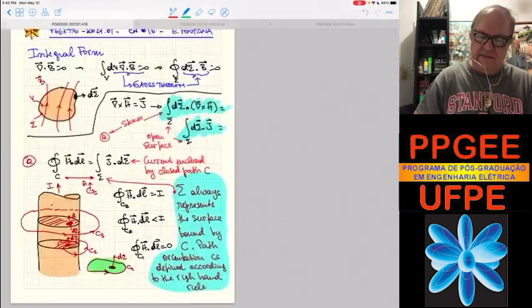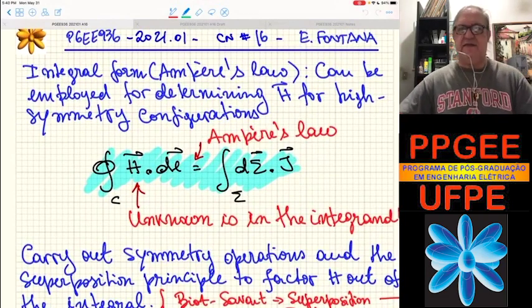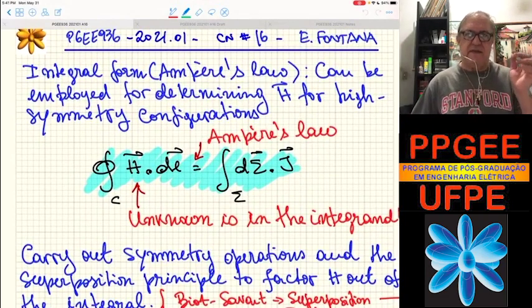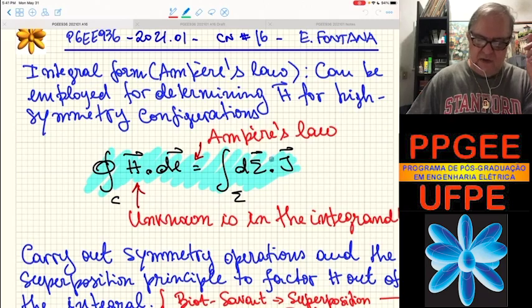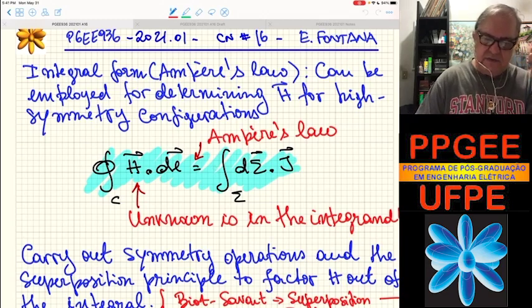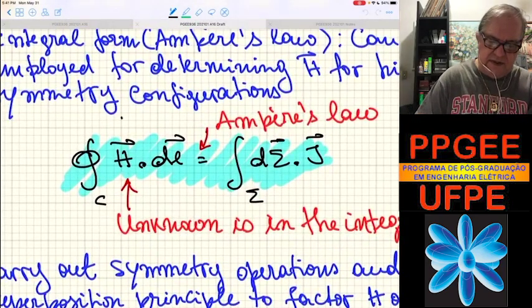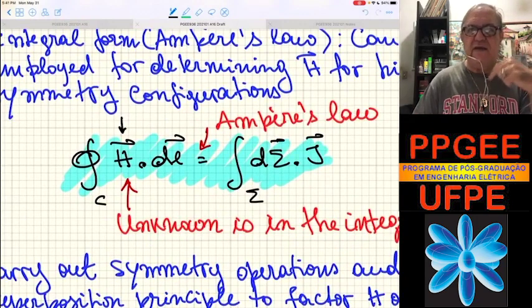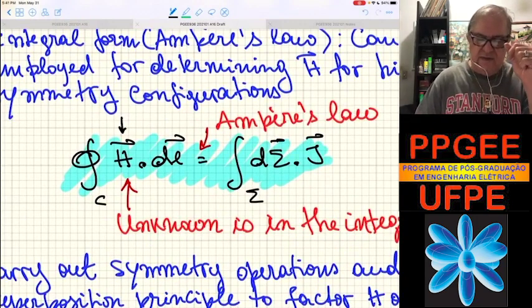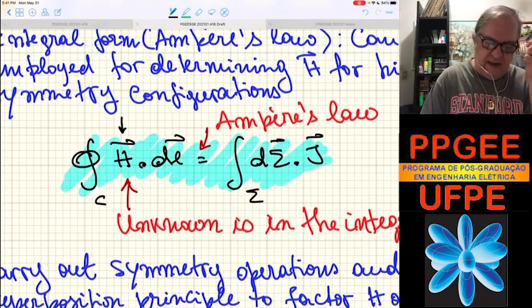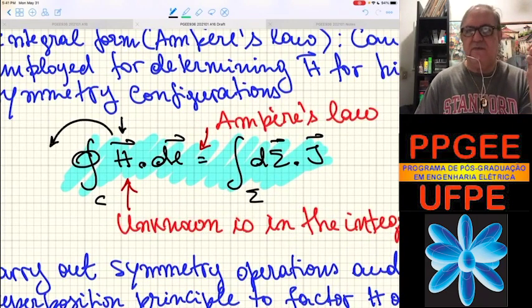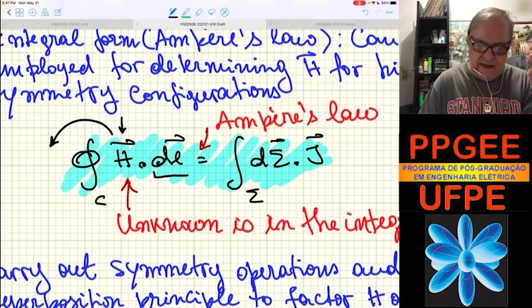So, in some situations, very specific and simple high symmetry problems, Ampere's law can be used to determine H given the current distribution, okay? We can determine that. But to do that, recall that the unknown, which is H, is inside of an integral. So to be able to determine H using Ampere's law, we have to be able to remove H from the integral. So we have to know at least how H behaves on the path.